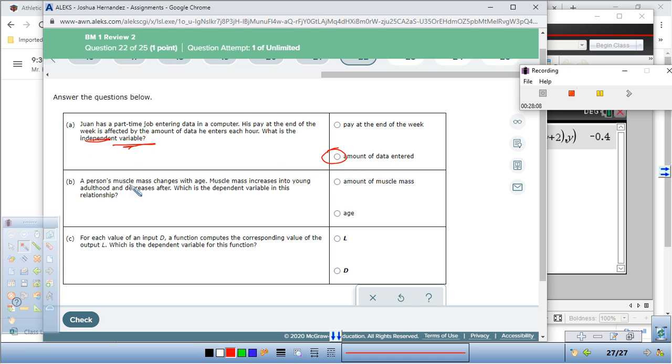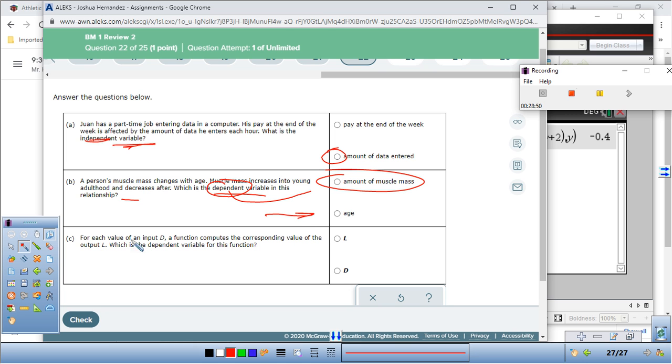Data. A person's muscle mass changes with age. Muscle mass increases into young adulthood and decreases after that. Which is dependent? So let's look at the things: mass, age. Which one comes first? Which one comes second? Which one can we not control? Your age is time. Time is always dependent. Oh wait, my bad. Time is always independent. Mass comes second. Boom. Man, I even made a silly mistake there. Age comes first. Cannot control it. Age, deal with it. That's it.